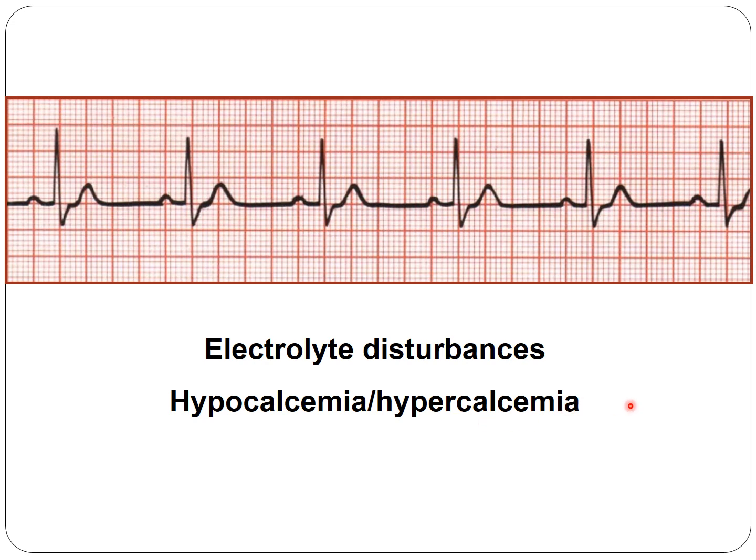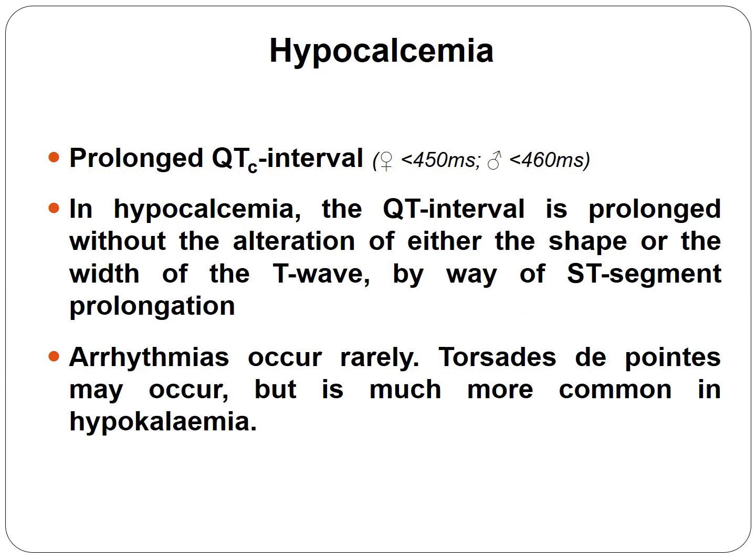Electrolyte disturbance, hypocalcemia and hypercalcemia. In this session, we will talk about the ECG signs of hypo- and hypercalcemia. Hypocalcemia will alter the QT interval. The corrected QT interval in women is less than 450 milliseconds, while in men it is less than 460 milliseconds.